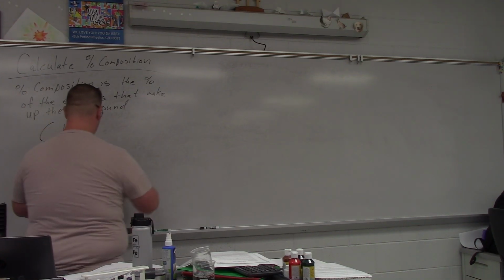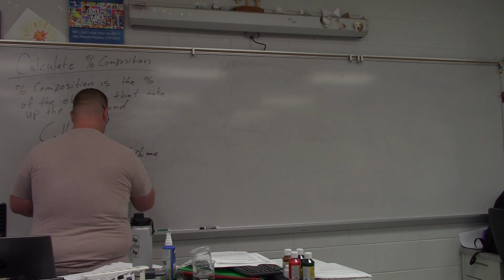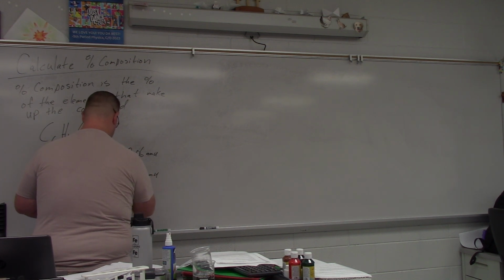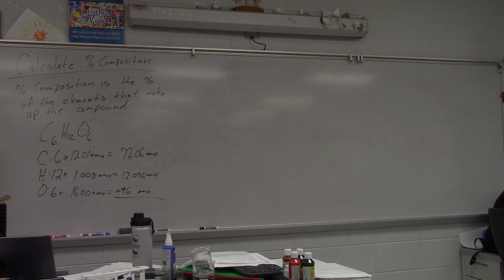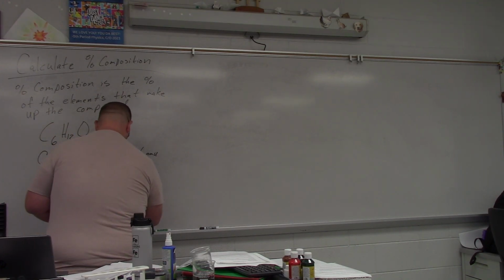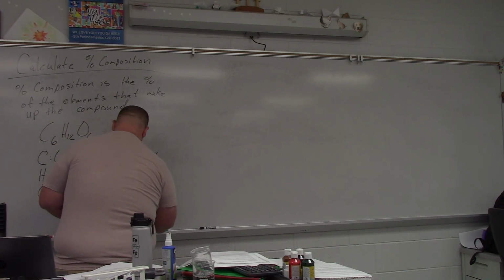So we get 72.06 AMU, 12.096 AMU, and then I get 96 AMU. Now you're going to add all those together. And we get the molar mass of glucose, sorry, to be 180.156.